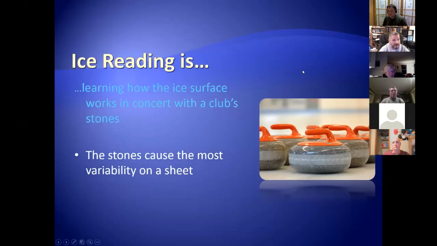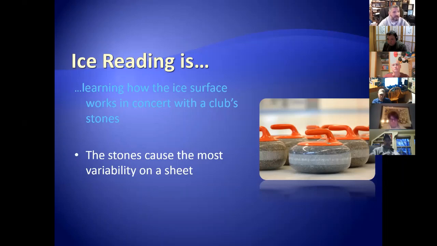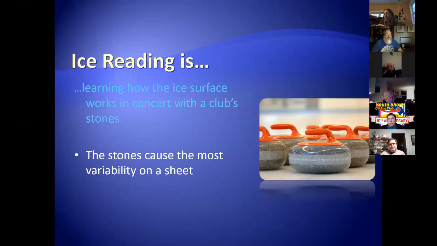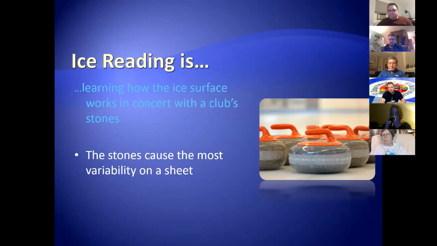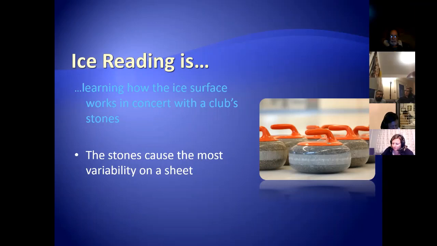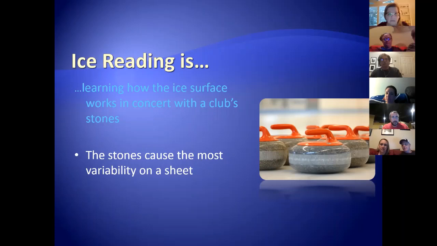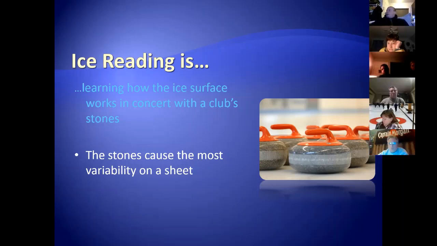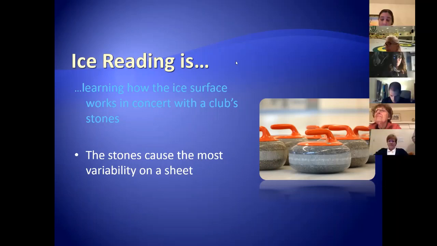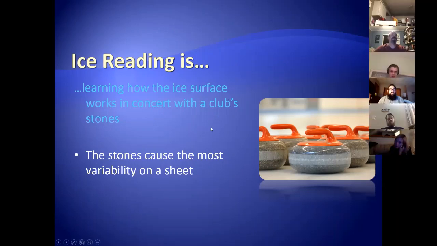The stones, in fact, cause most of the variability on a particular sheet. So the sheet of ice is the sheet of ice, right? And it's not going to change significantly throughout the game. It will change a little bit. But the variability is from stone to stone. So you might have some stones that are slower, some stones that are faster, some that curl more, some that are straighter. And that's the variability that you're going to see in the midst of a game, other than the standard changes in the ice conditions, which we're going to talk about.